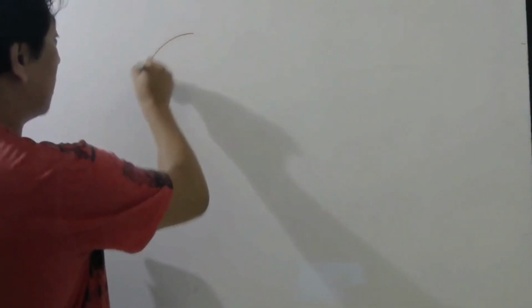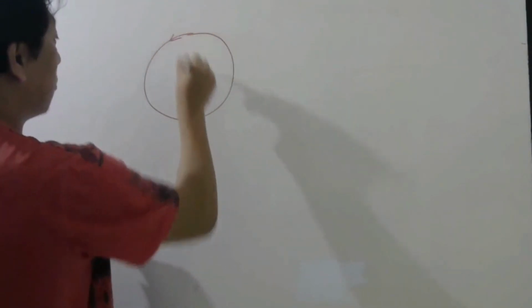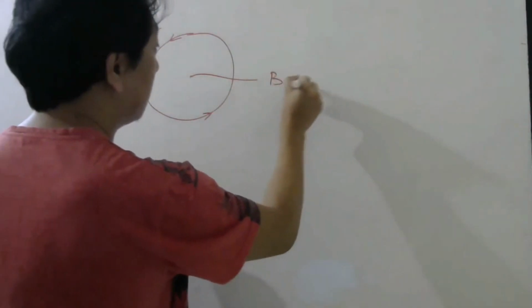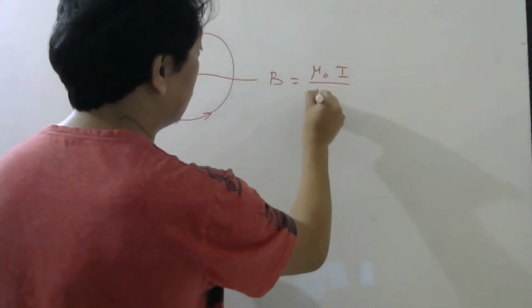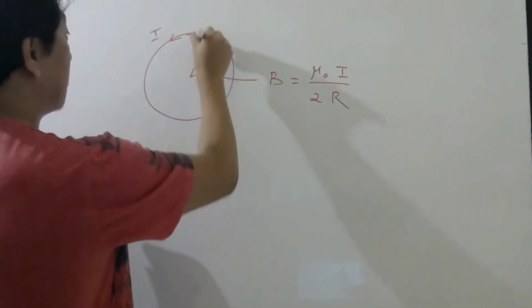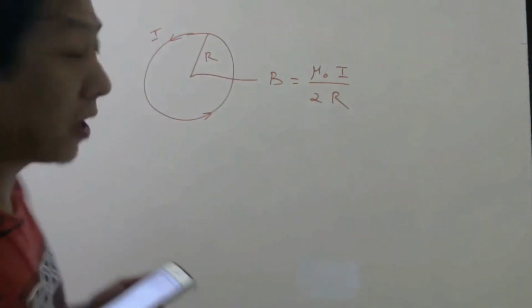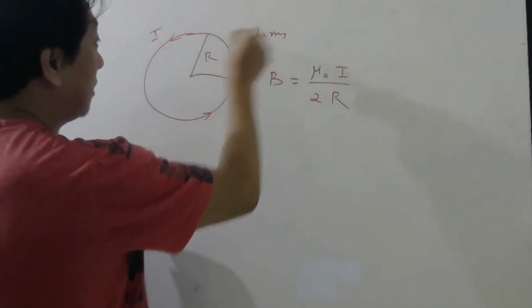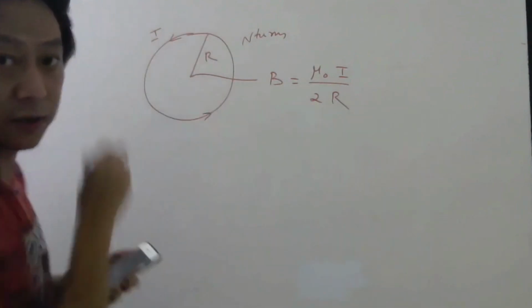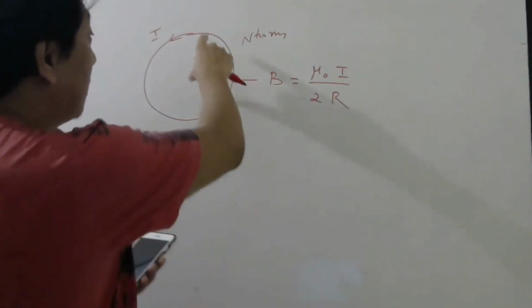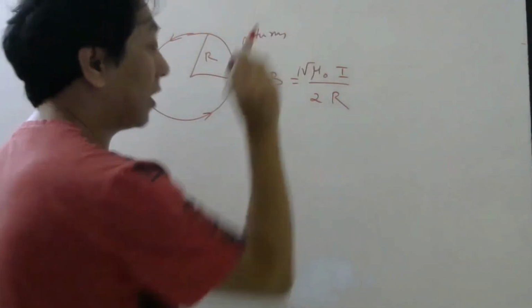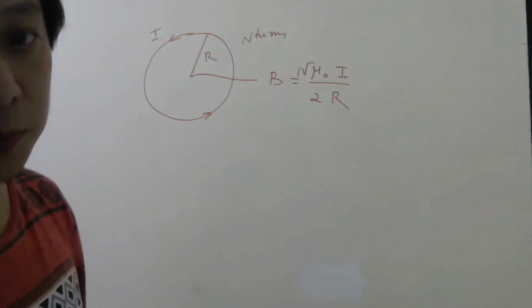If I give you a circular current carrying wire, then at the center the magnetic field is given by mu naught I by 2r, where r is the radius. And if there are n turns, very closely wound, so that everybody can be told to have the same radius, then you just multiply by n. This is one important formula.